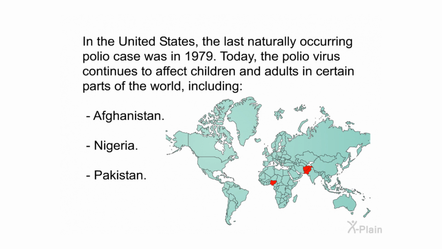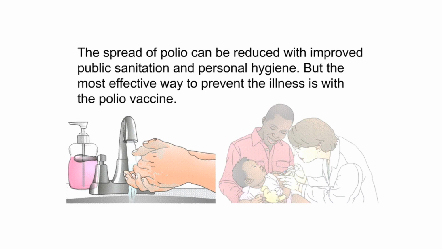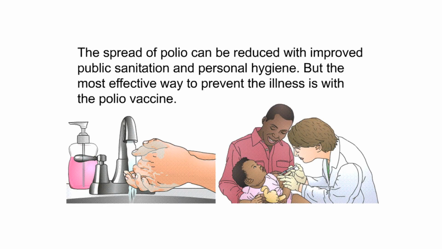Prevention. In the United States, the last naturally occurring polio case was in 1979. Today, the polio virus continues to affect children and adults in certain parts of the world, including Afghanistan, Nigeria, and Pakistan. The spread of polio can be reduced with improved public sanitation and personal hygiene, but the most effective way to prevent the illness is with the polio vaccine.